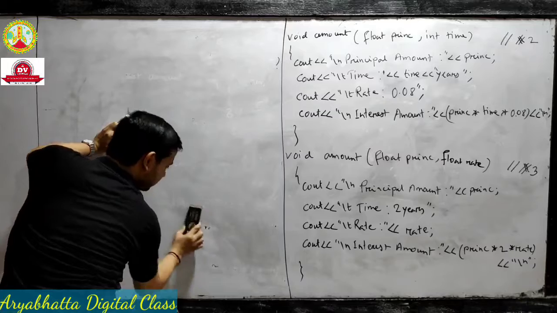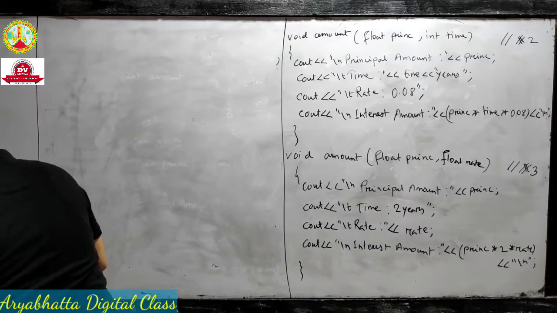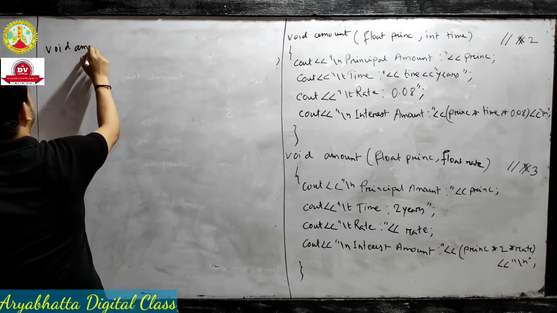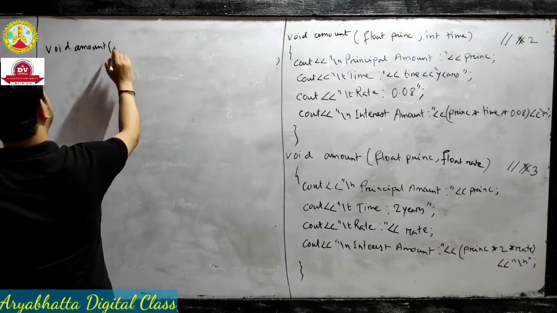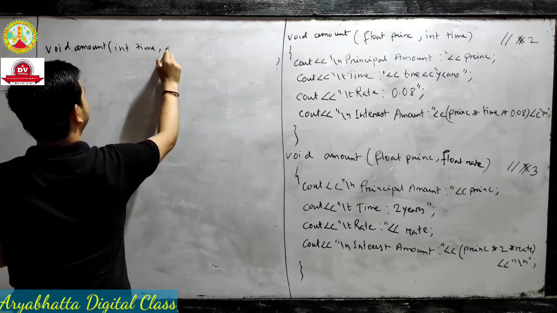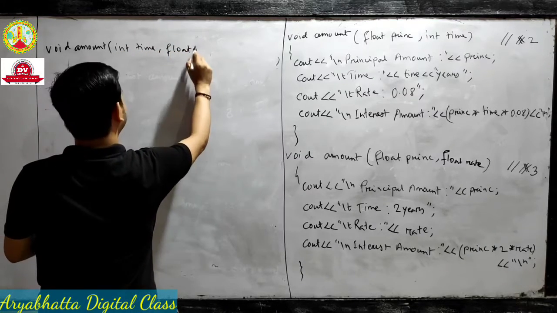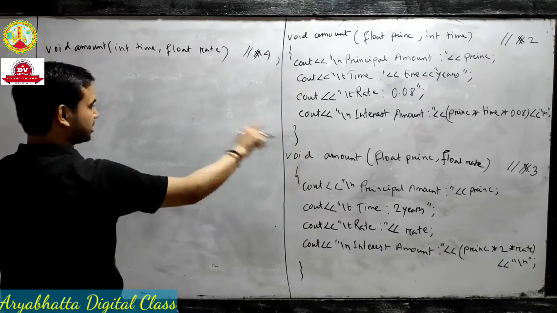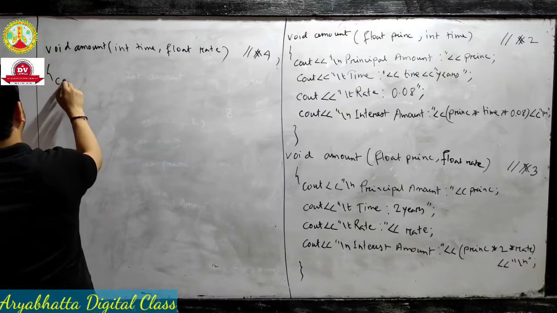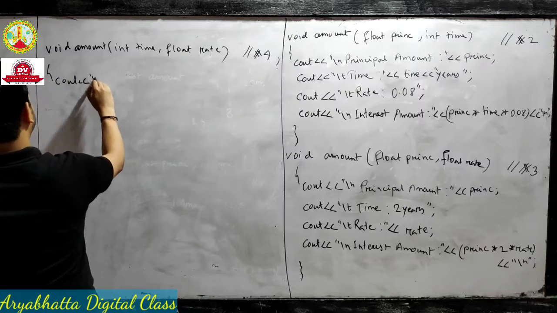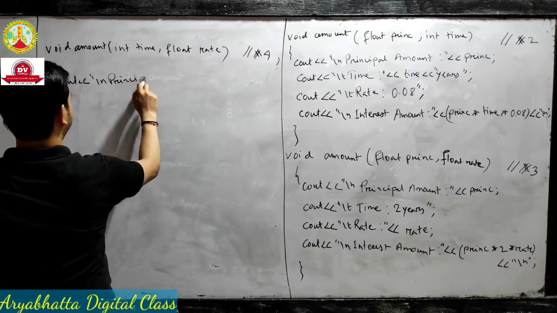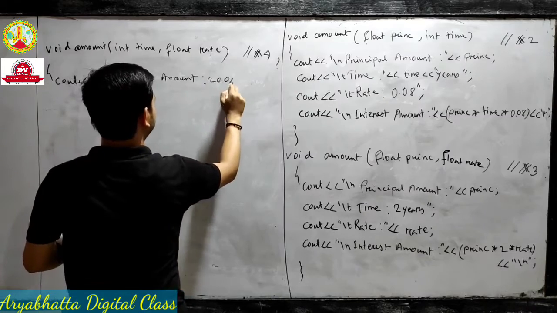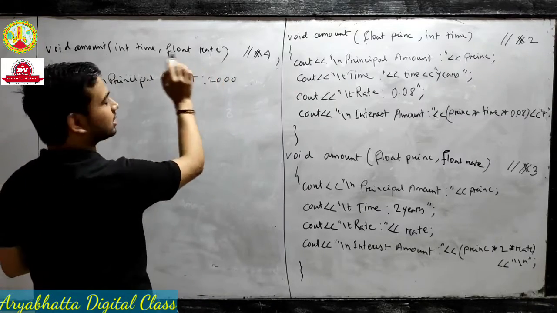After this you write, after this I write here void amount. Here we take int time, float rate. And this is function number 4. This is the same type. Principal amount: here we take input principal amount directly, we take 2000, because here we declare only time and rate.